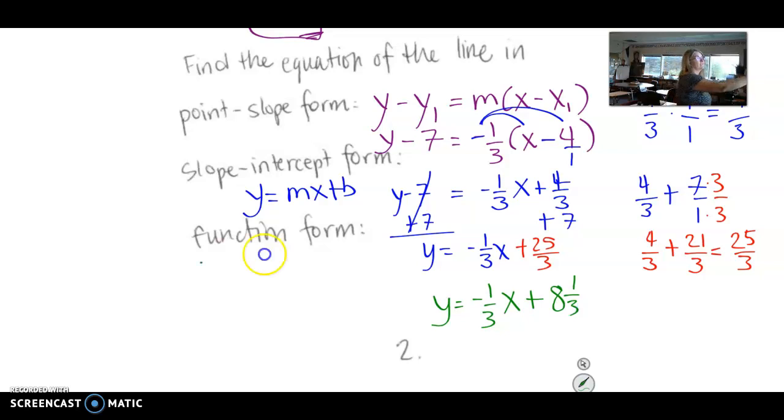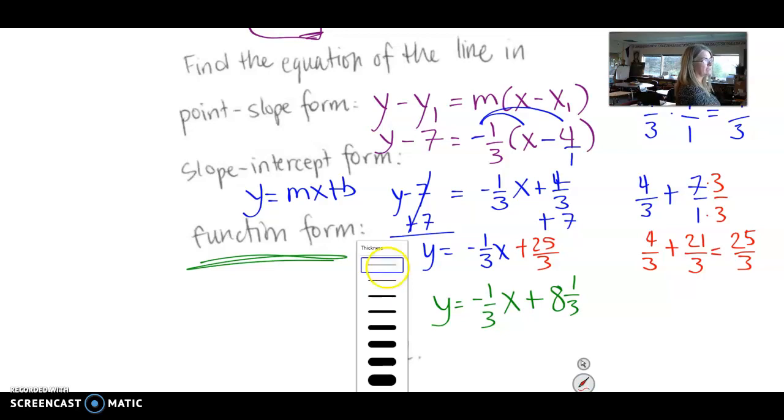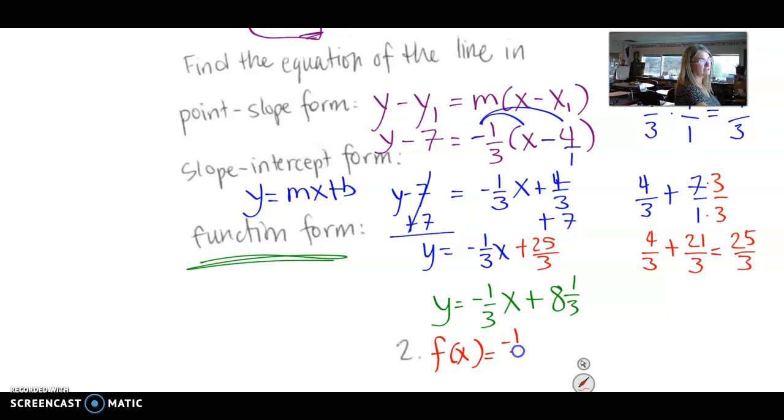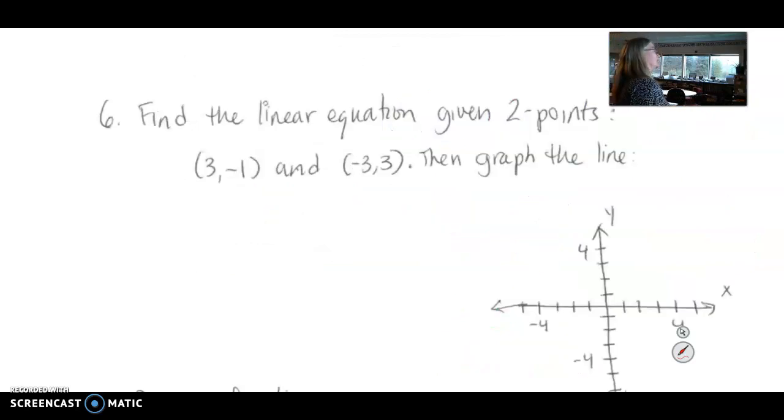To write this in function form, instead of y equals, the function form is just saying, I'm going to write it as a function that's dependent on x, so f of x equals negative 1/3 x plus, you can pick either one of these, 8 1/3 or 25/3. Both of those work.